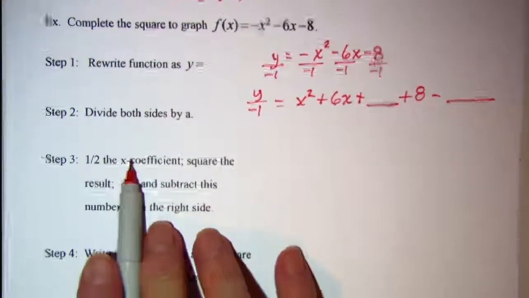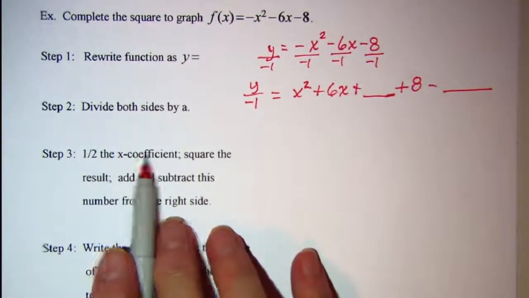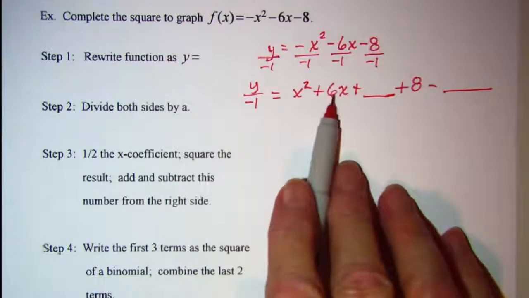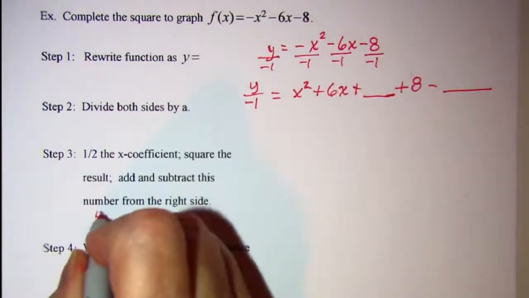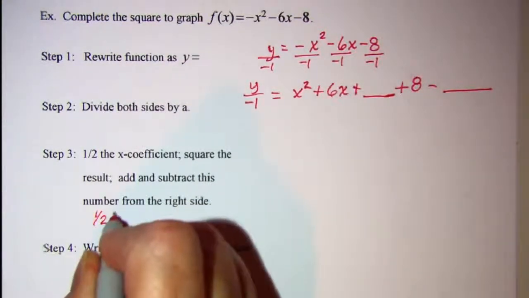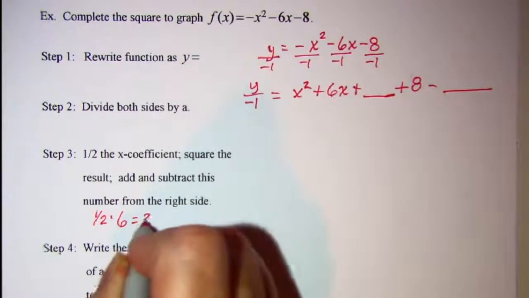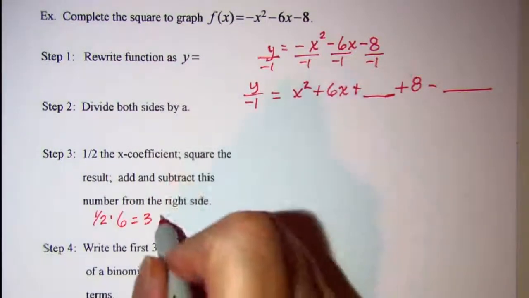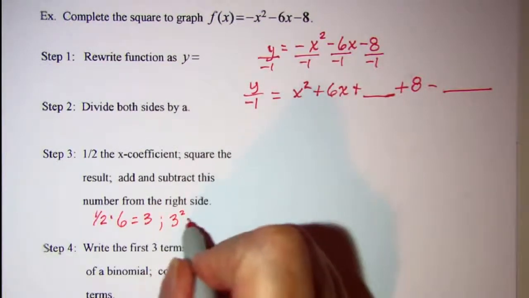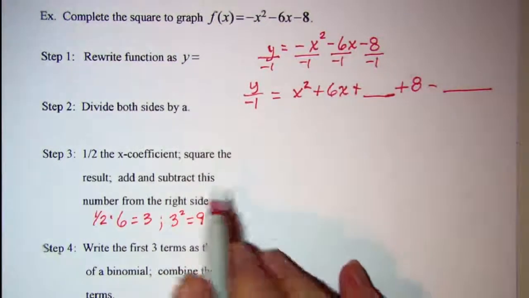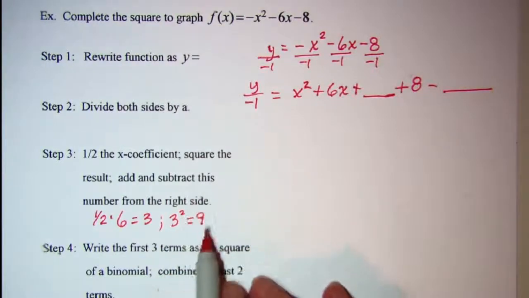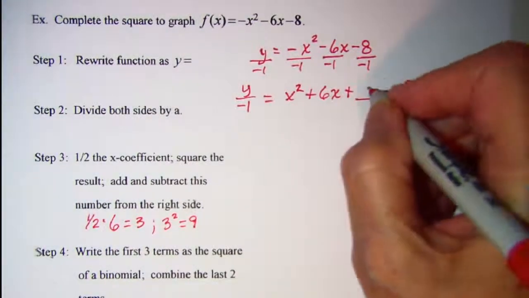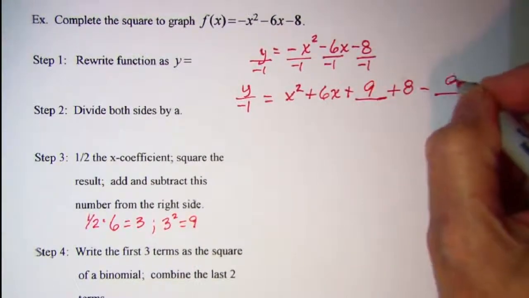So my next step then is to half the x coefficient. Now my x coefficient is the 6 right here. So I want half of that. I'll get 3. Square the result. So 3 squared is 9. And then add and subtract this number from the right side. So the 9, I'm going to add 9 and subtract 9.